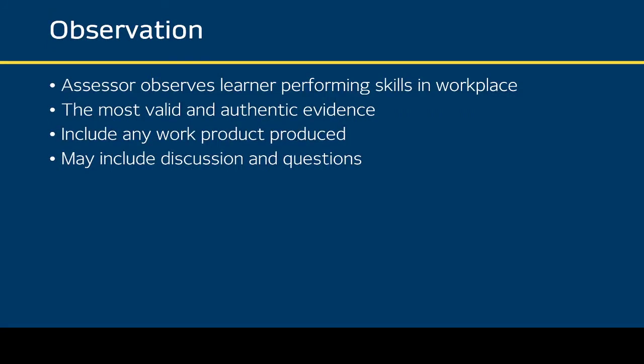Observation. So observation is where an assessor observes and actually sees a learner performing skills in the workplace, and because of this, it is the most valid and authentic form of evidence. There's no way around it. You've got an independent assessor coming in there, not your employer, not someone that works with you, someone external coming in and seeing that you can actually do that task. So it's the best form of evidence.